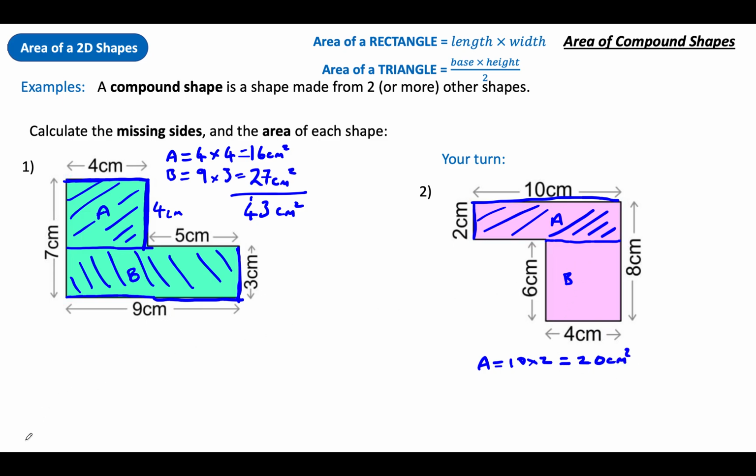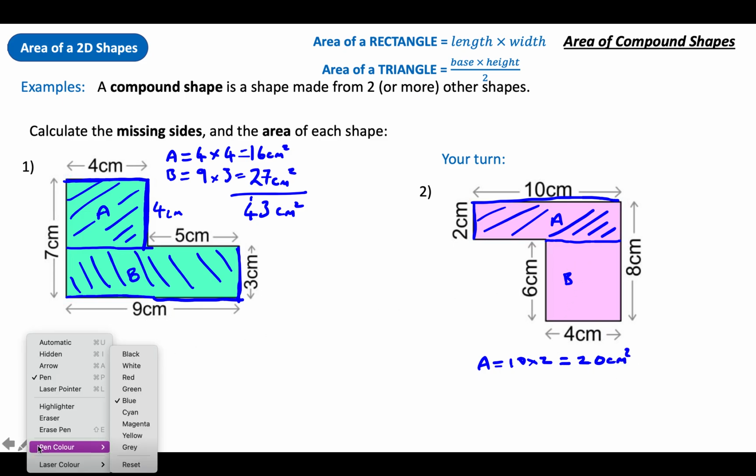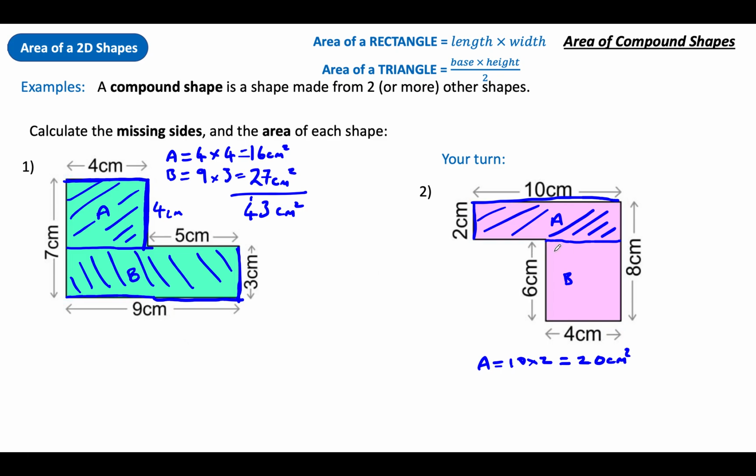I'm getting myself all tied up there. I meant to change pen on the last one, I forgot. So let's do it now. So now I want the area of B, just this section down here.